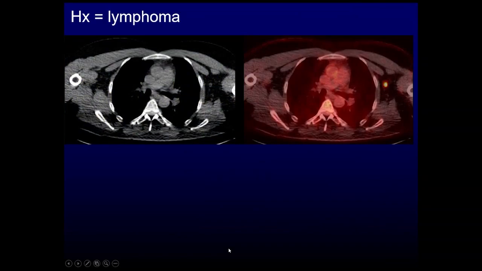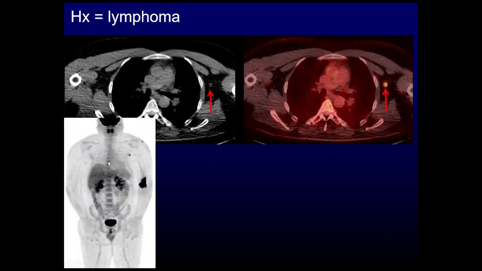Another potential pitfall to look out for is this. Here's an FDG avid node. However, the node is incredibly small on CT. This would be very unlikely to contain enough malignancy for it to be FDG avid. If we look at the corresponding maximum intensity projection images from the PET-CT, we can see the FDG avidity in the left antecubital fossa. This is extravasation of tracer at the injection site.